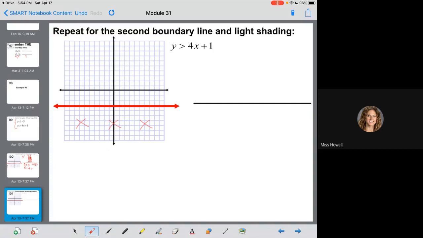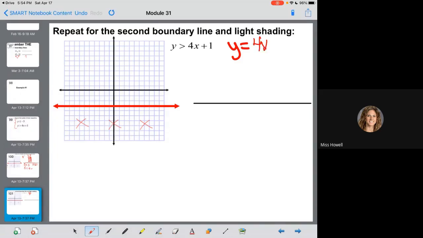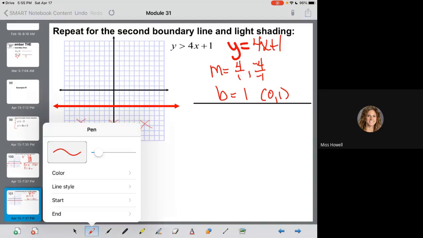All right, this second part of our system is in slope-intercept form once we put in our equal sign. So y equals 4x plus 1. So we have a slope of 4 over 1, or -4 over -1, and a y-intercept of 1, or (0, 1). All right, so let's start. I'm going to go to a different color here. That'll help us a little bit.